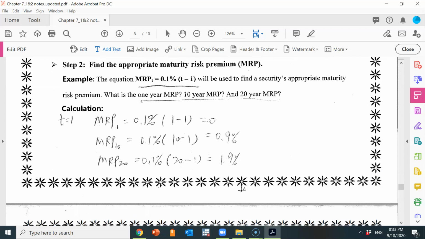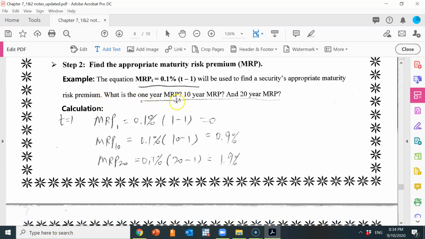All right, step 2 of constructing a yield curve. Remember step 1, we calculated IP using the average of the inflation rates over the n years. For MRP, maturity risk premium, the longer term the bond is, the higher the MRP is. In this example, we are given the equation that MRP for bonds with T years is 0.1% multiplied by T minus 1. This is the equation we will be using to find a security's appropriate maturity risk premium.